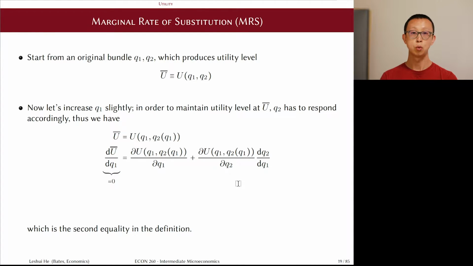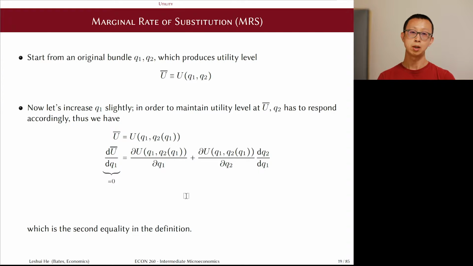On the right-hand side, we're taking a derivative of the utility function with respect to Q1. But now, just like when we did comparative statics, when we change Q1, there are two channels simultaneously affecting the value of the utility function. The first channel is a direct impact coming from Q1. Fixing Q2, as I have a higher Q1, I get more of good 1, so the utility value is bound to go up. And that is our first derivative, which is just the marginal utility of good 1.